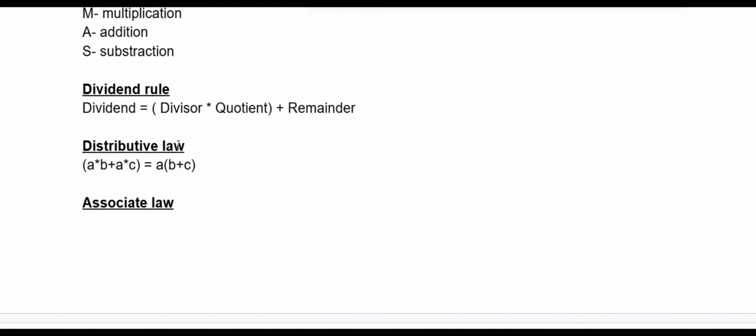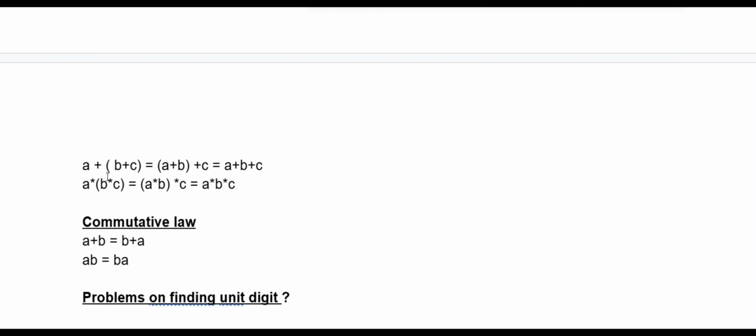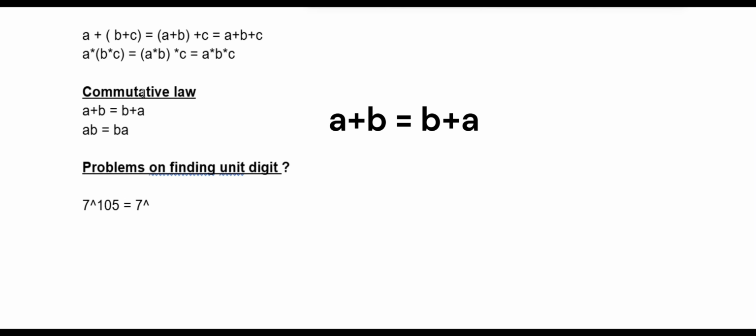Okay, and the distributive law. Generally everybody knows the distributive law, but they will give options and ask you what the distributive law is, so you should be able to identify it. That's why I have given a multiplied by b plus a multiplied by c, which is nothing but, if you take a common, a times (b plus c). And the associative law, which is (a plus b) plus c equals a plus (b plus c). Next comes the commutative law: a plus b is equal to b plus a, ab is equal to ba.